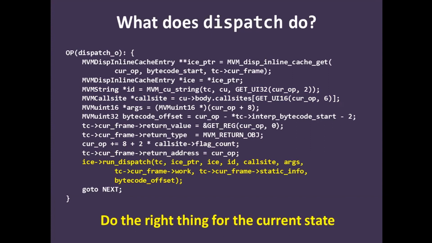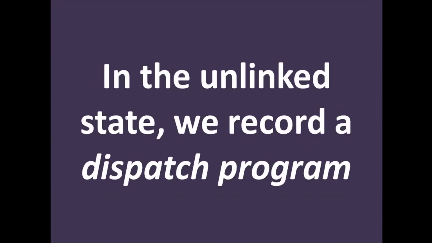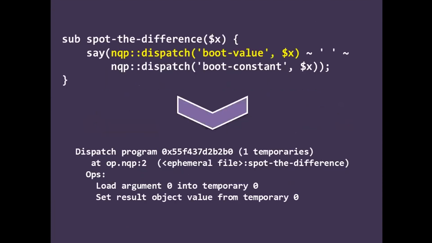Now, the right thing in the unlinked state is to record a dispatch program. So when we do this, we have the boot value, which is one of the things built into the virtual machine, and it produces a little program like this. And it says load argument 0 into temporary 0, and then set the result value from that temporary. So basically just copy the input into the output.